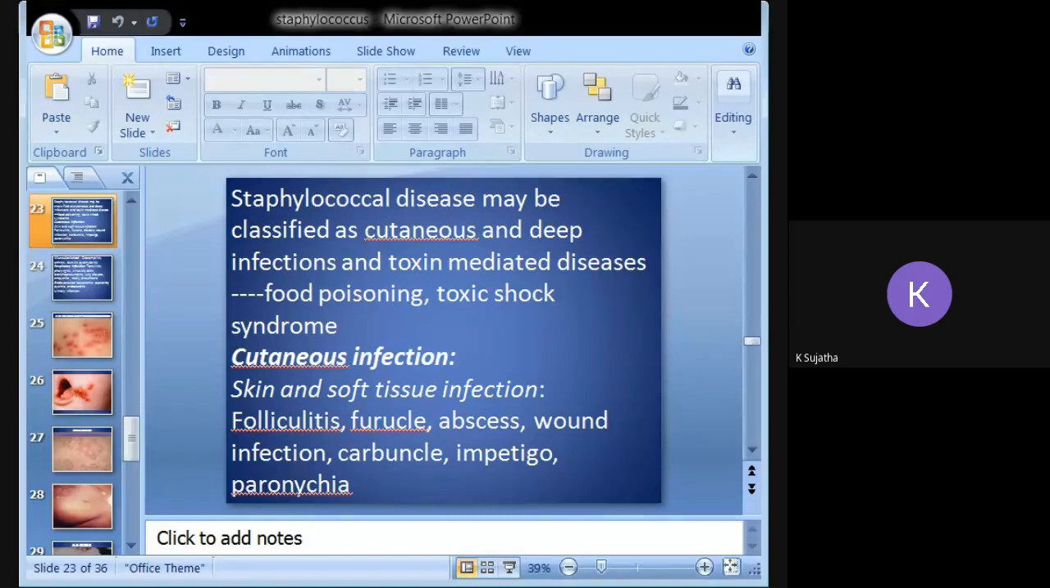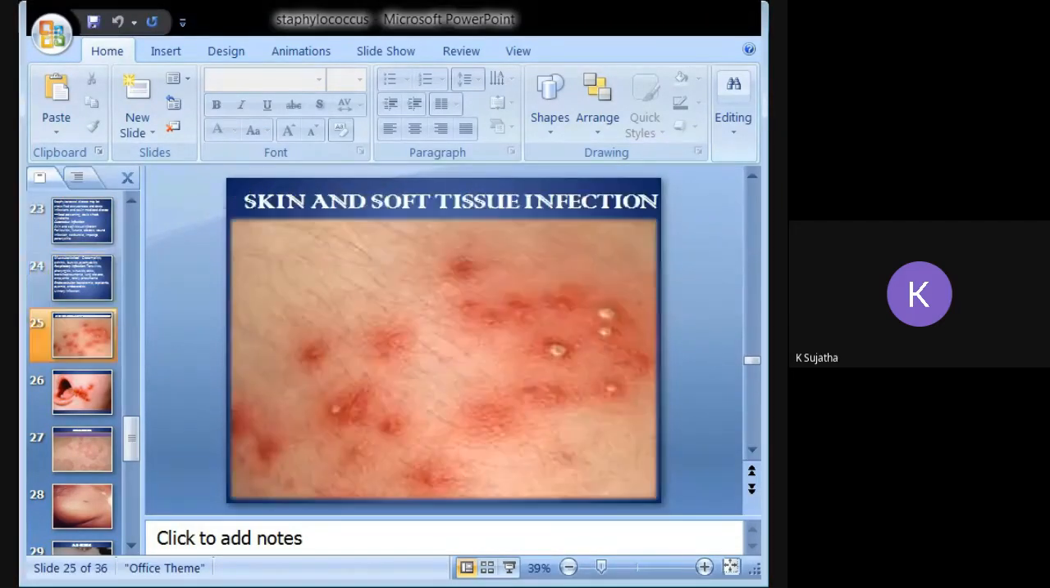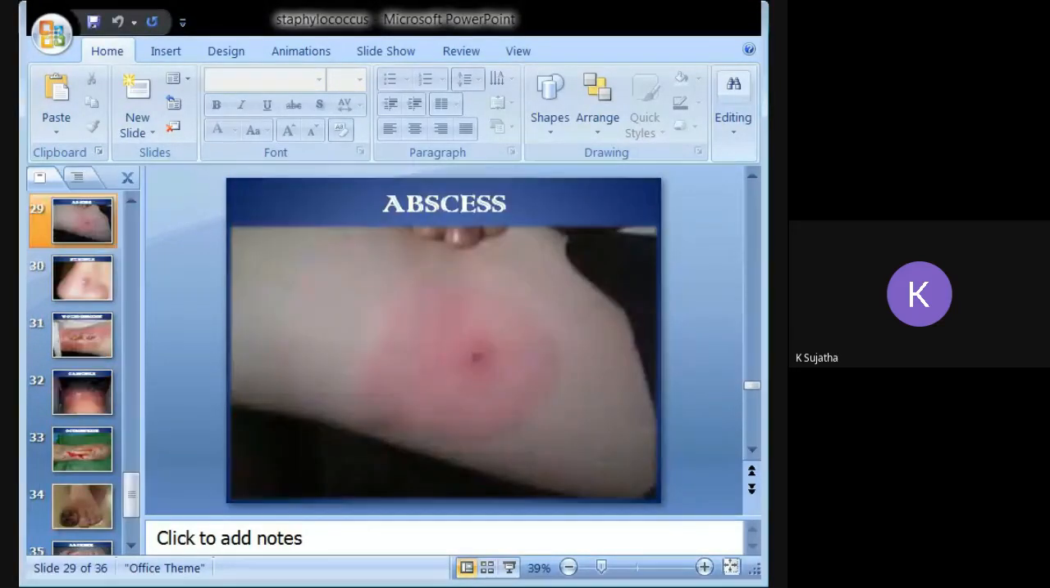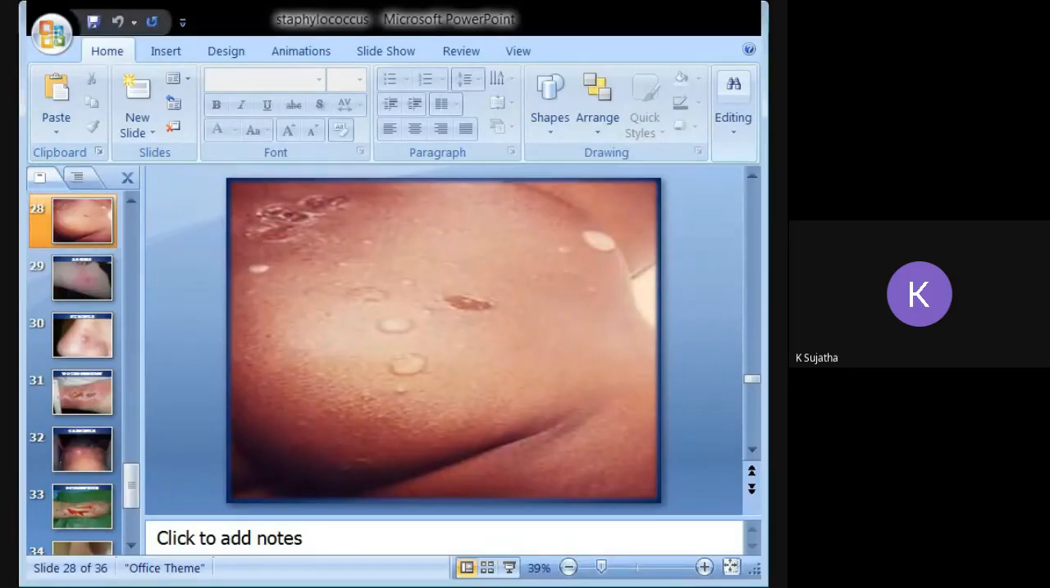This is the deep infection also. Next, folliculitis. This is the folliculitis. Folliculitis means inflammation of follicles. So what is the follicle? A small sac filled with fluid. This is like a boil, like a heat boil. Okay? Folliculitis.